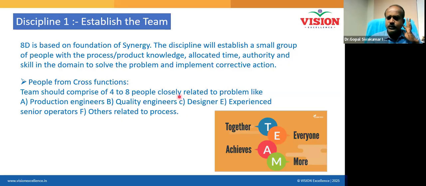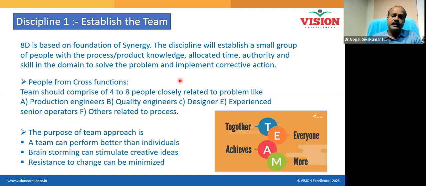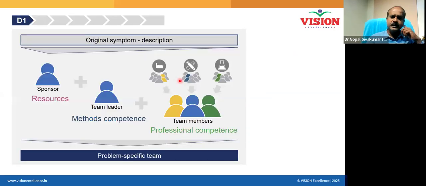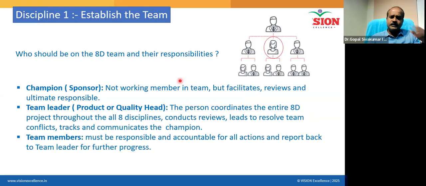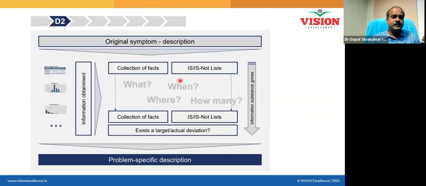So in order to formulate the cross-functional team, you need to have a clear understanding of the problem. Then you need to know the stakeholders related to your problem, and accordingly, you form a very good cross-functional team to drive your project. Normally in 8D, 4 to 8 people. There is a similar structure: project sponsor, team leader, and team members. Then you establish the team, and you can even write down the roles and responsibilities.